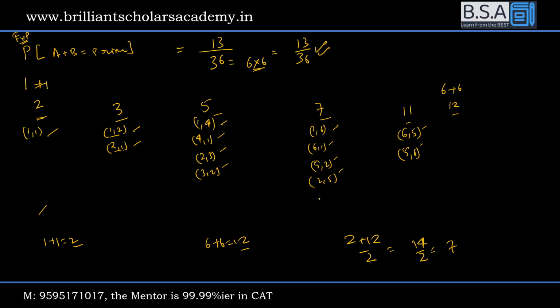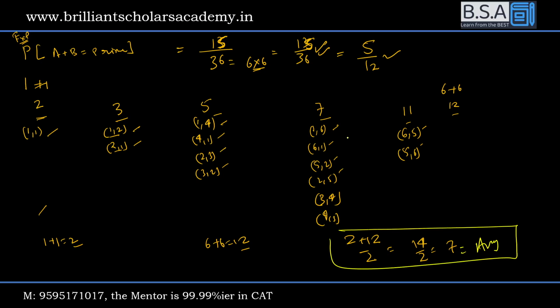You will notice the average outcome. See, I've missed some numbers here. 3, 4 and 4, 3 are missing. So it is 15 by 36, the 3 cancels, 5 by 12. That is your answer. So I was telling you here, the average outcome, the middle outcome, will always have maximum ways.